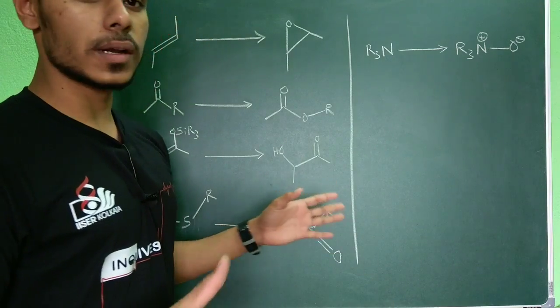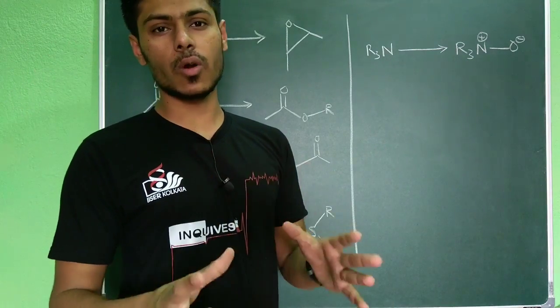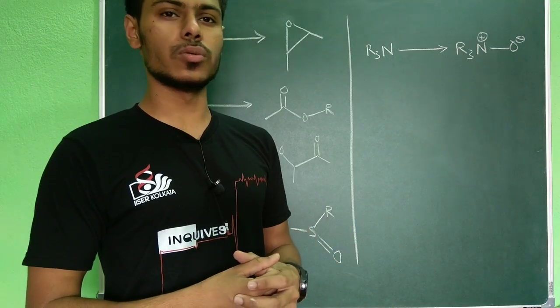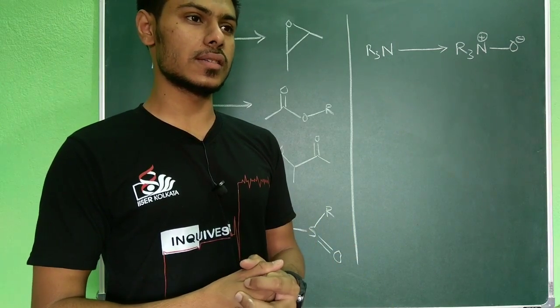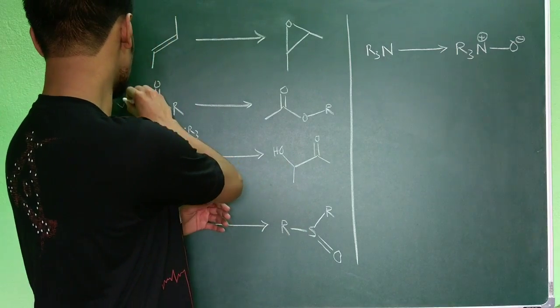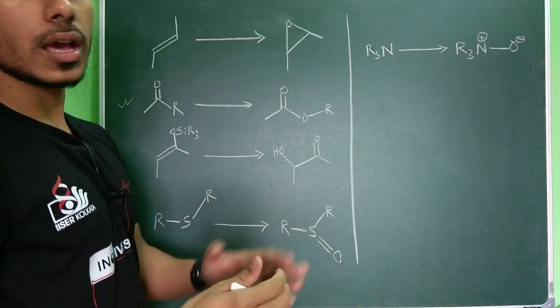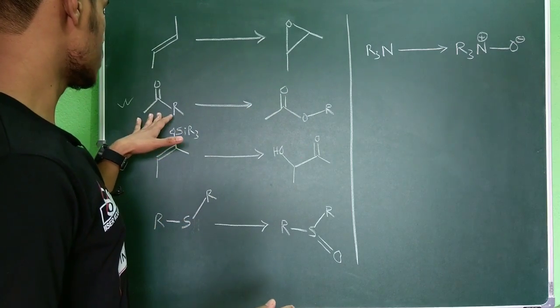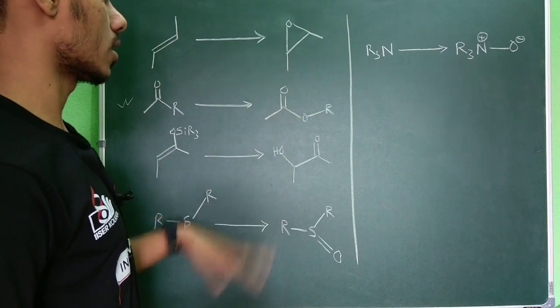If we talk about metachloroperbenzoic acid, it is a very common and well-known reagent, and the first reaction which will come to your mind is the Baeyer-Villiger oxidation. You can see I have written here the Baeyer-Villiger oxidation, which is nothing but the oxidation of a ketone to the corresponding ester. You can see this ketone is oxidized to this ester.